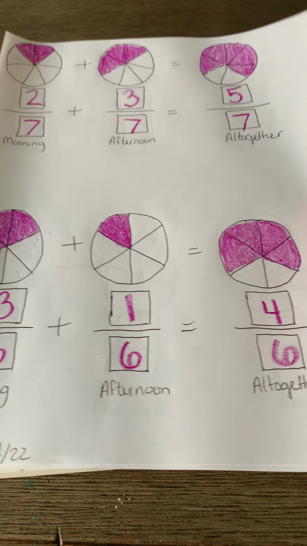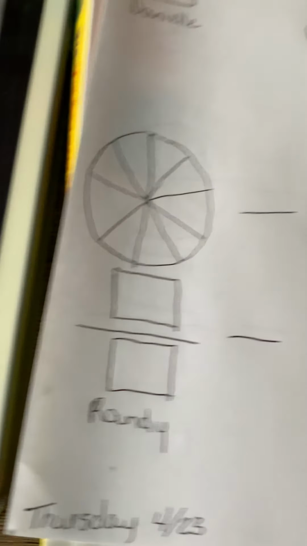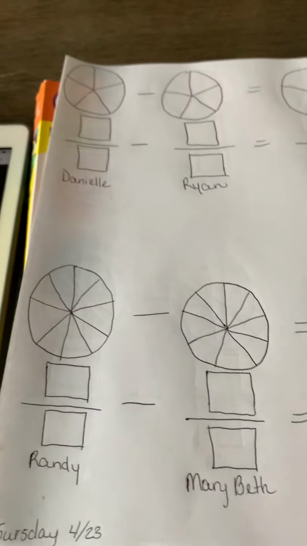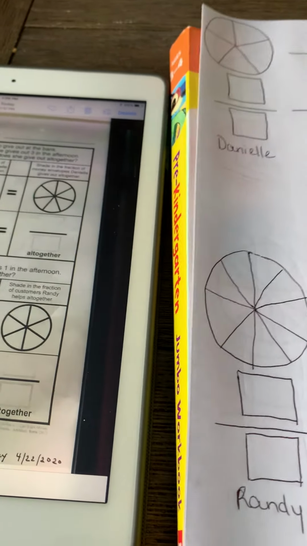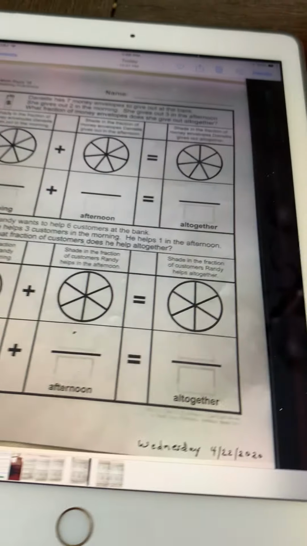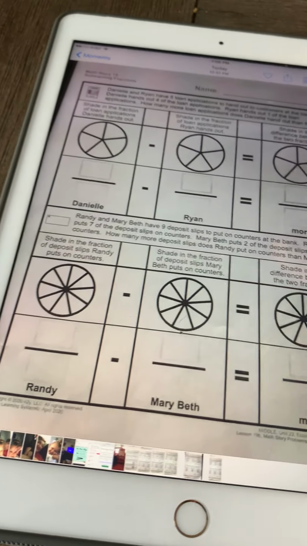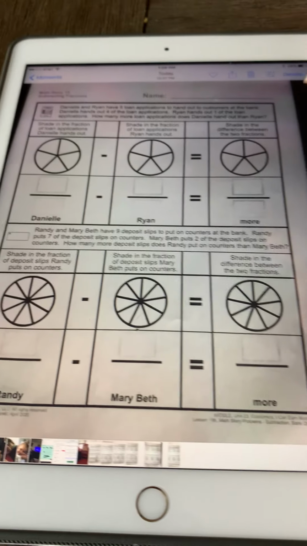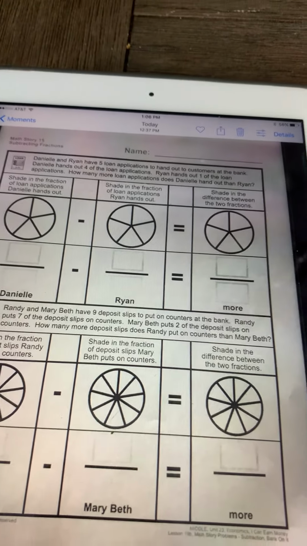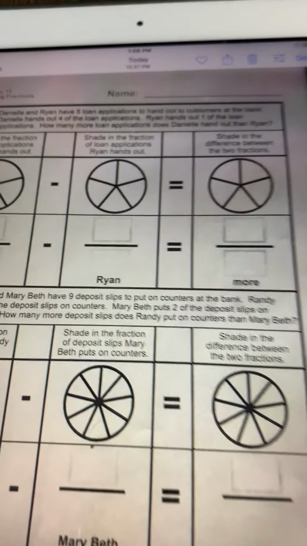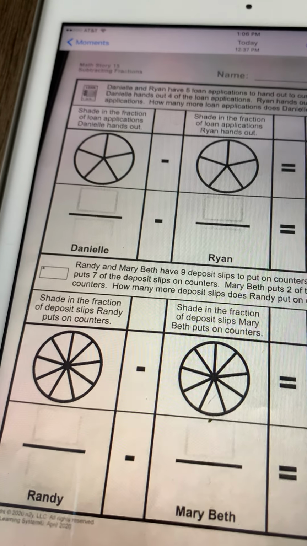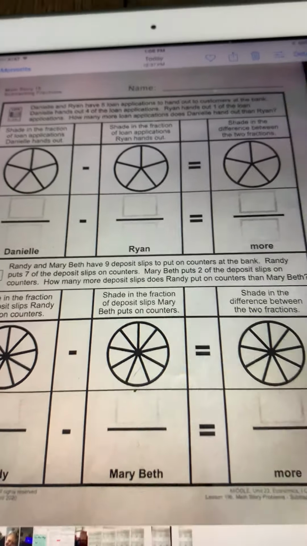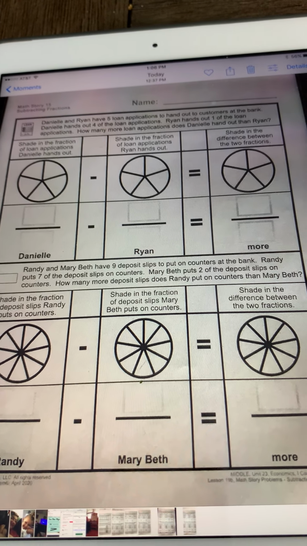And then we are going to move on to Thursday. And Thursday is going to be a little bit different than what we've been doing because we have been adding fractions on the last 2 papers. And this time we are going to be subtracting. So it's just going to be a little bit different. And this is what your paper should look like that we're going to be working on.